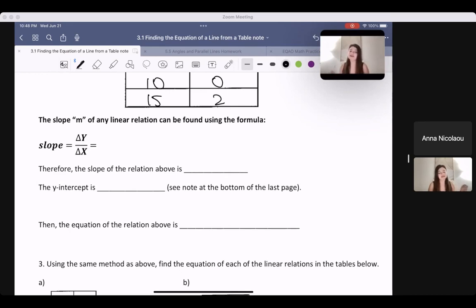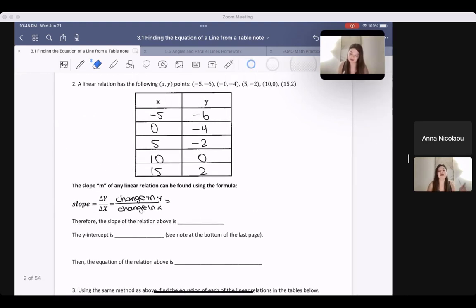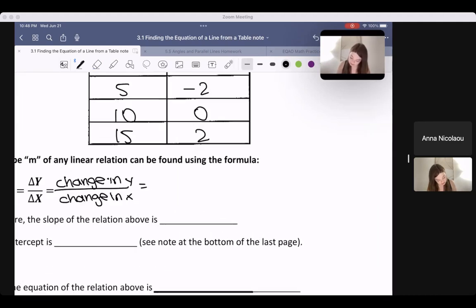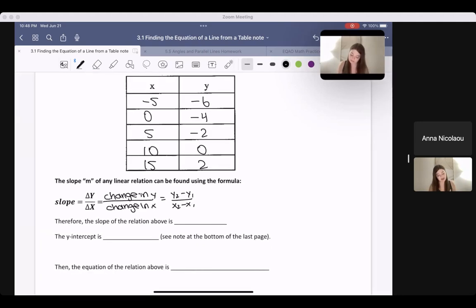So what is this in simpler terms? This means the change in y over the change in x. Or another way we can put it is, if we have any 2 points on the line, we can find the slope by taking y2 minus y1 over x2 minus x1 with any 2 points.